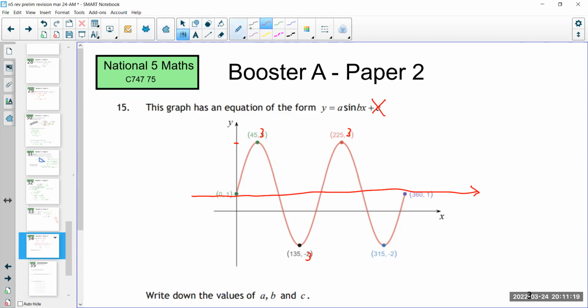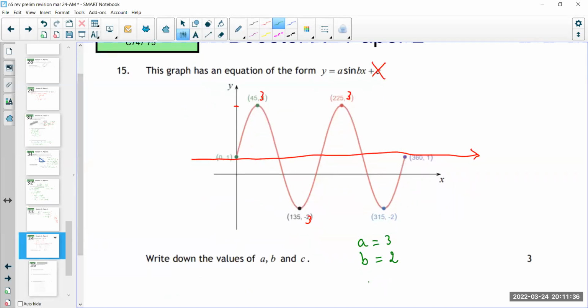And a is 3. So you would go a equals 3. B is how many periods do we see within 360? That would have been 2. I've seen 2 periods here. And if I move it up, C would just be 0, right? Because we've changed it. Okay. So that question during an exam would just be 2 marks, not 3.